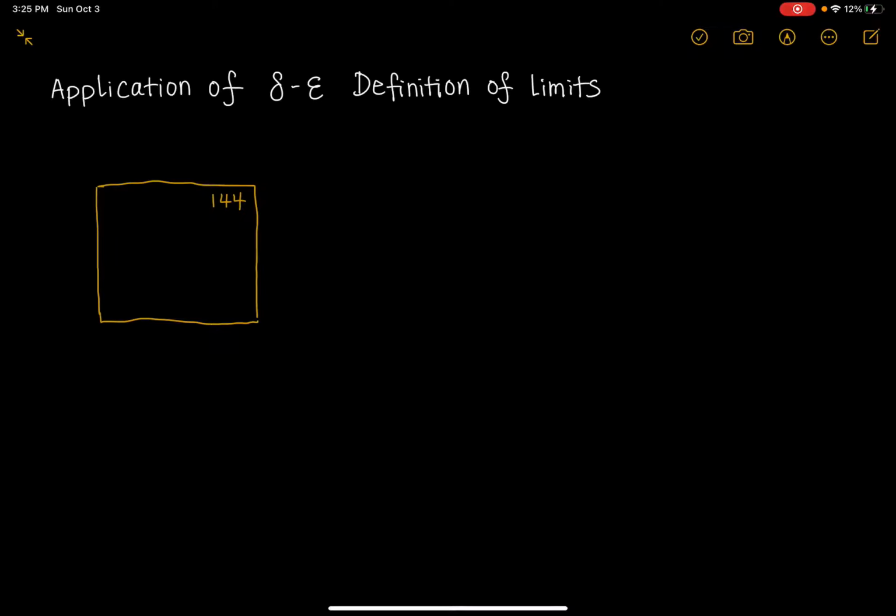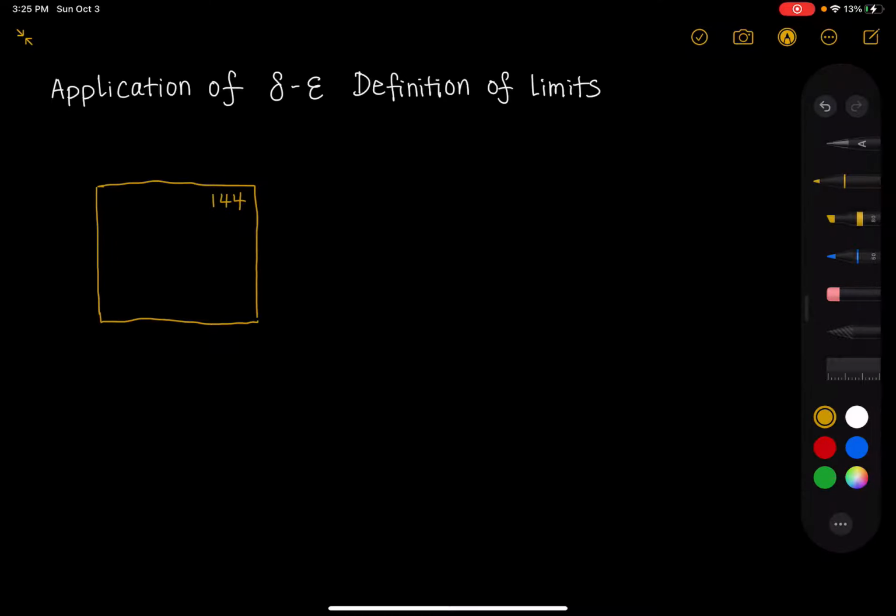Application of delta-epsilon definition of limit. So we have a problem that an engineer needs to cut out a square that is of area 144, and the engineer can only have plus or minus 8 centimeter squared errors that they can make. So how precisely can the engineer cut the piece of material in order to be within the error tolerance?